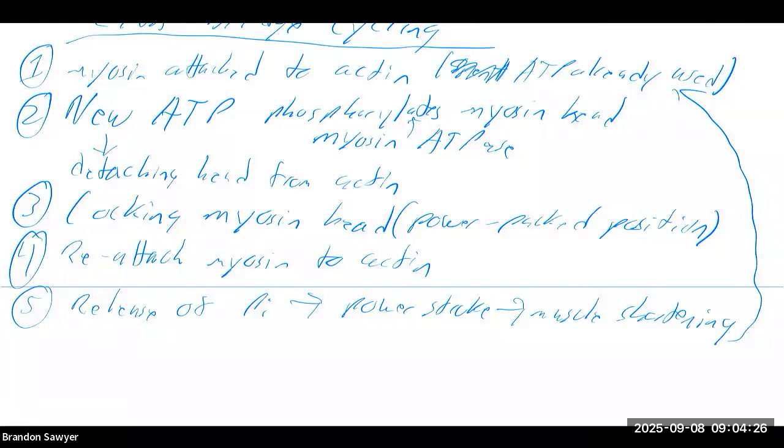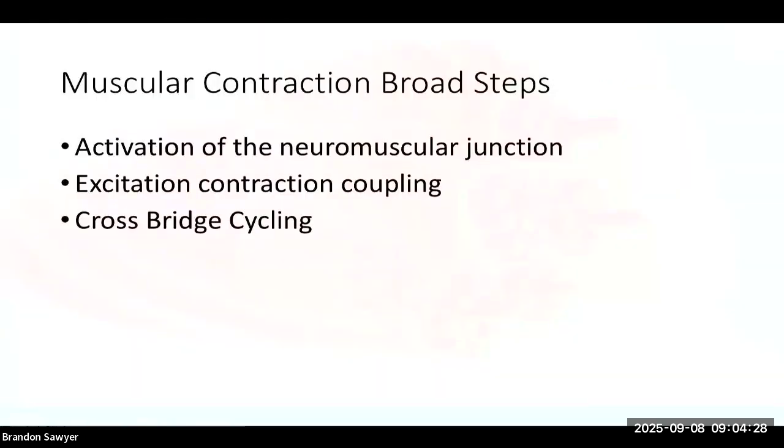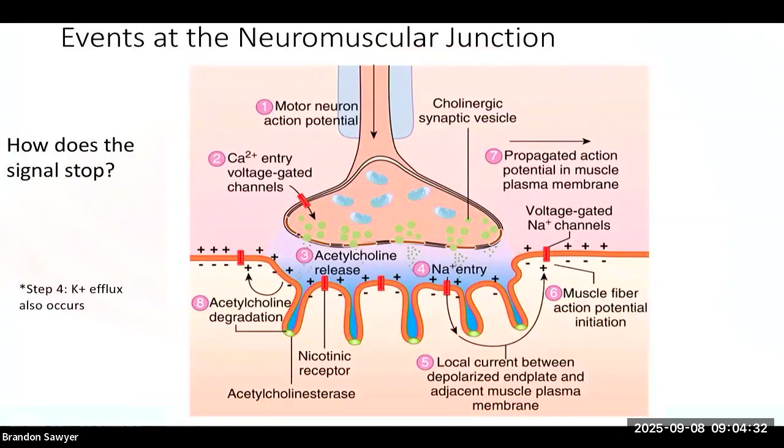Okay, let's go back to the slides here. We just went through that, so let's look at a couple of images that help solidify it. Here's our early part, activating the neuromuscular junction. We've got our action potential going down the neuron. It's going to activate these voltage-gated calcium channels, which change shape and open up. Calcium rushes in, and that calcium is going to activate all these little vesicles of acetylcholine.